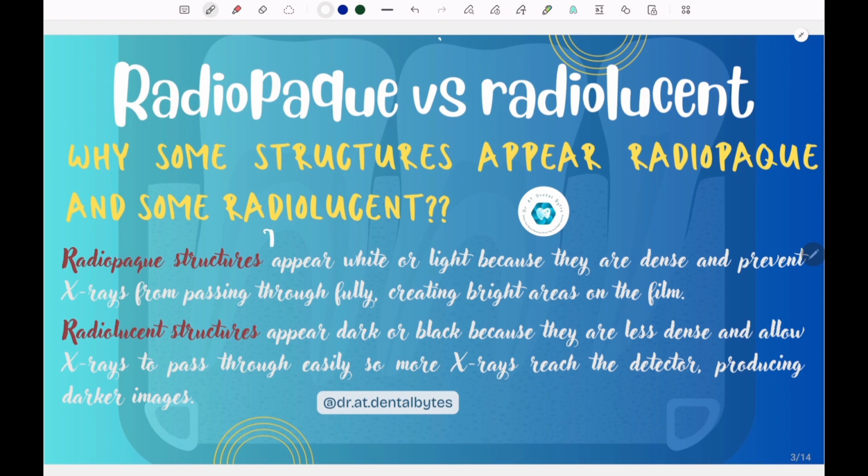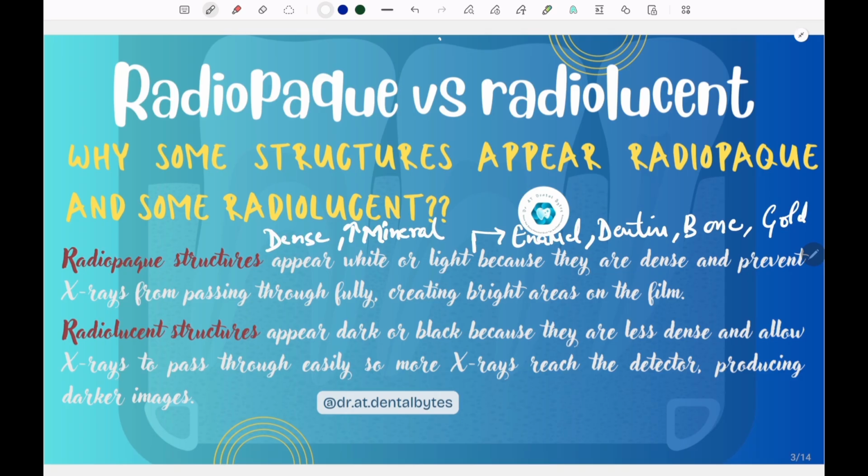Materials which are dense and have high mineral content absorb or block the X-rays, thus preventing the X-rays from passing through completely, thus creating the brighter areas on the film. For example, the radiopaque structures are enamel, dentine, bone, and the metal restorations like amalgam or gold.